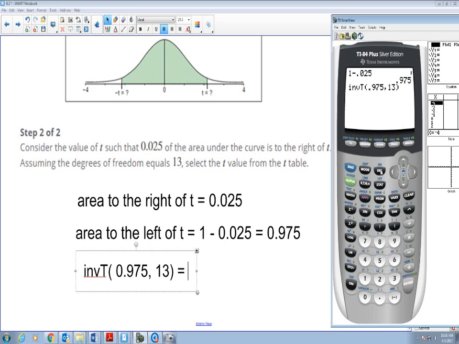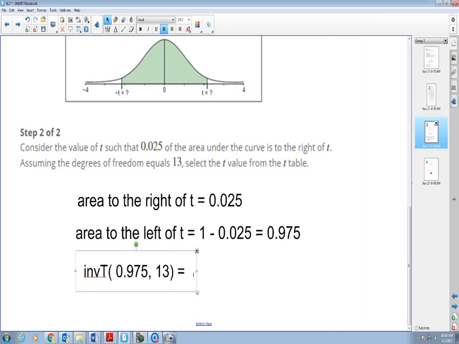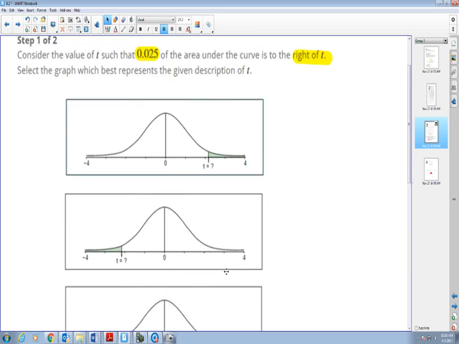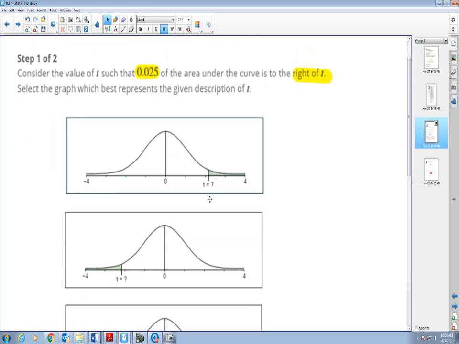Close my parenthesis. My T value, to 3 decimal places, is 2.160. All right, so let's go back up to the picture, okay? So this T value is 2.160. All right.